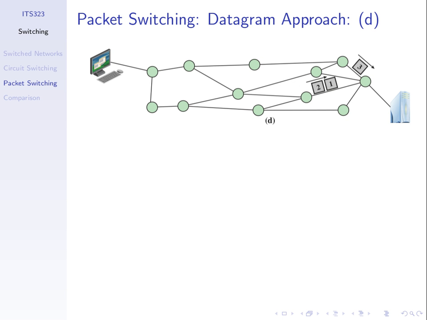The result that we get in this example is that packet 3 arrives at this switching node before 1 and 2. Because they may take different paths, one may be shorter or faster than the other. It's hard to know. So it's possible that packets arrive at that last switching node out of order. Therefore, it's the job of the receiver to put them back into order. Okay? So that's the disadvantage of this datagram packet switching.